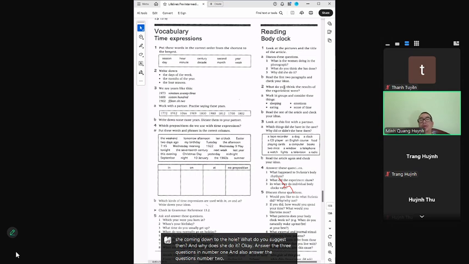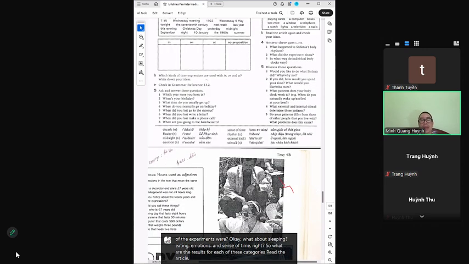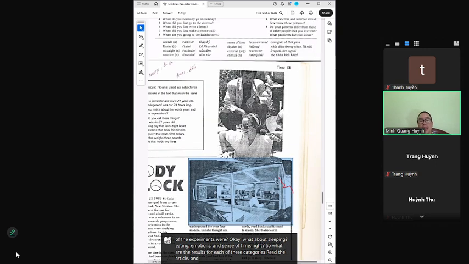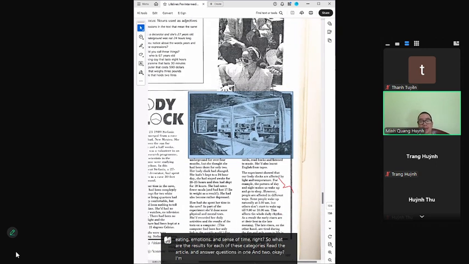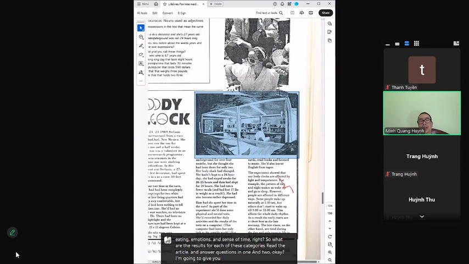What do you think the results of the experiments were? What about sleeping, eating, emotions, and sense of time? What are the results for each of these categories? Read the article and answer questions in 1 and 2. I'm going to give you 15 minutes to read and answer the questions.